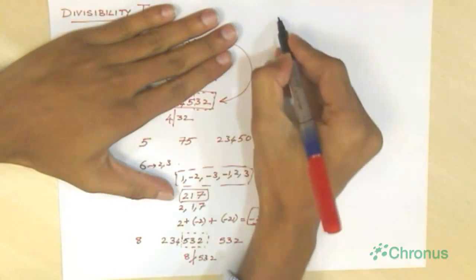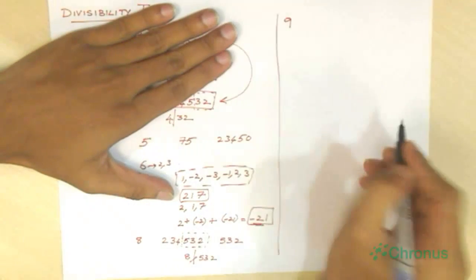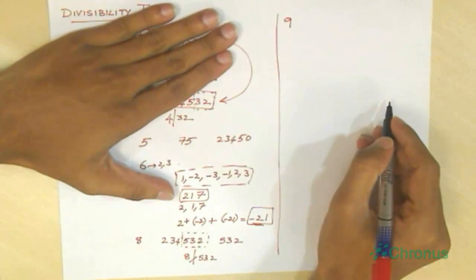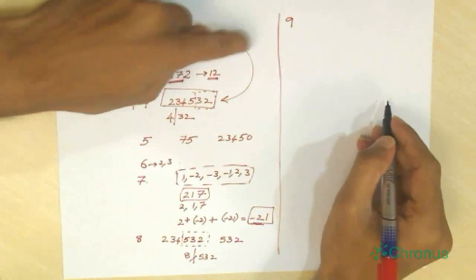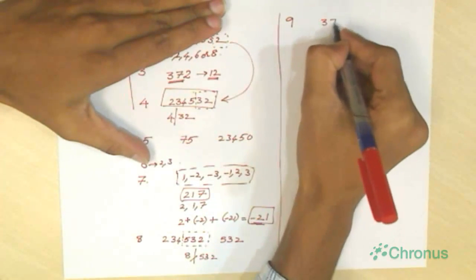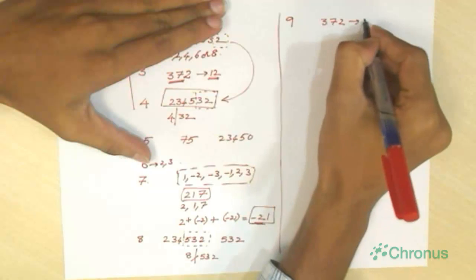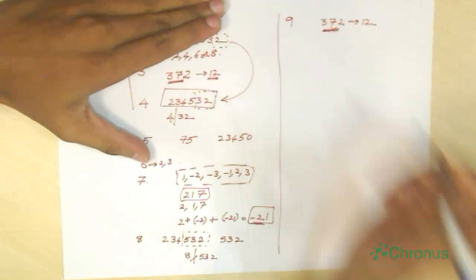And moving further, a number is said to be divisible by 9 if the sum of all the digits of the number is divisible by 9. So it's the same as for 3. We have the same number 372, add all the digits, we get 12. 12 is not divisible by 9, so this number is not divisible by 9.